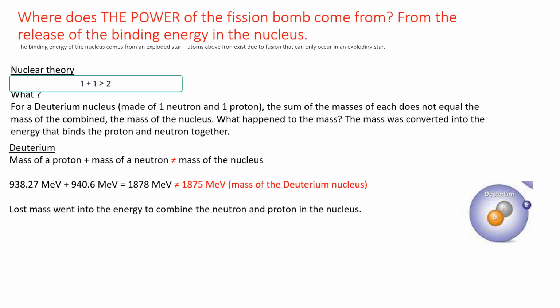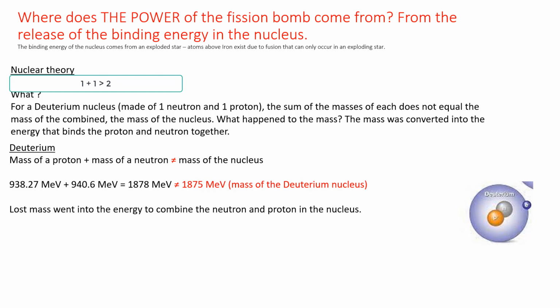Where does the power of the fission bomb come from? Well, it comes from the release of the binding energy in the nucleus. The binding energy of the nucleus comes from an exploded star. Atoms above iron exist due to fusion that can only occur in an exploding star.